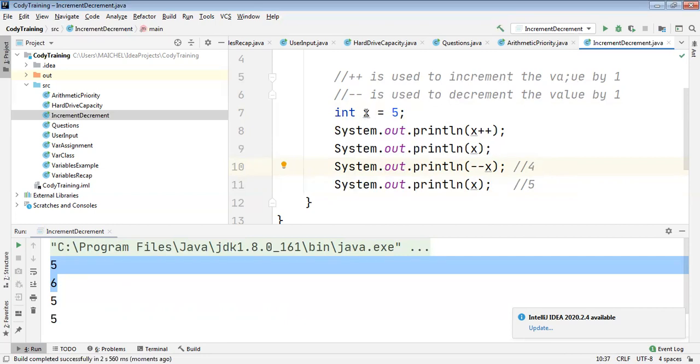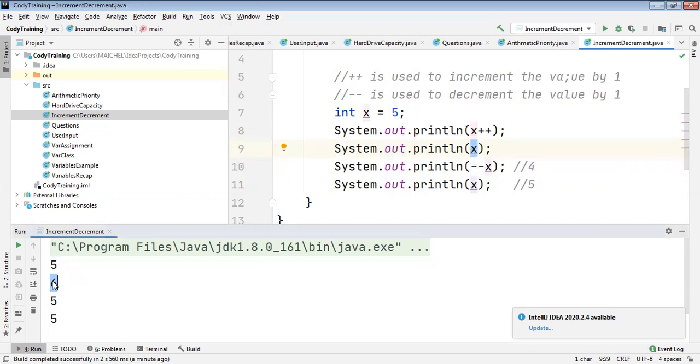Here we have an initial value of 5. Here we had the plus plus at the end of the variable. So we printed 5 first, and then we incremented 5 by 1 and made it 6, but 6 is still not visible to us until we moved to the next line. Here on line number 9, we found out that the value of x now is 6, so we printed 6.